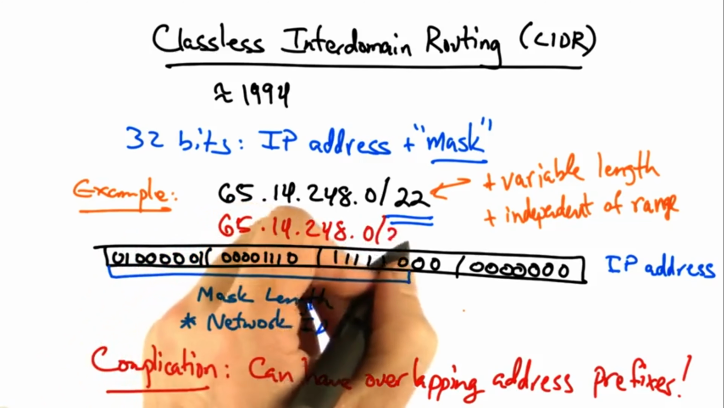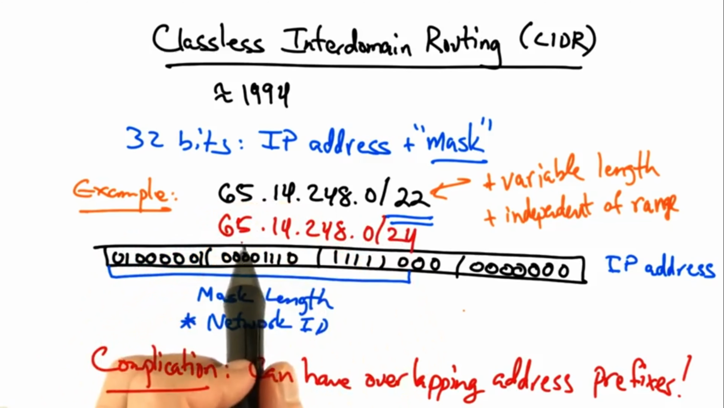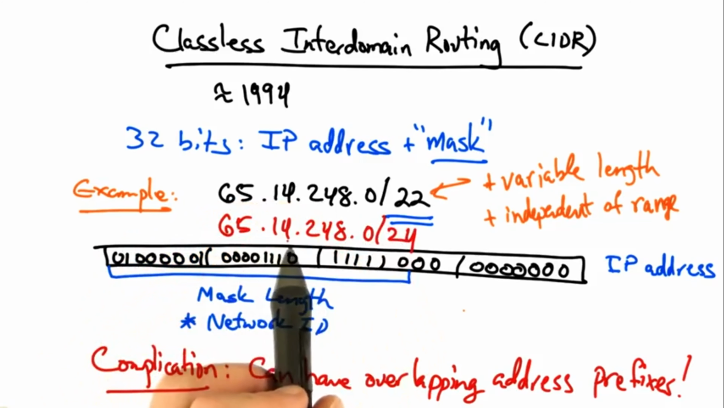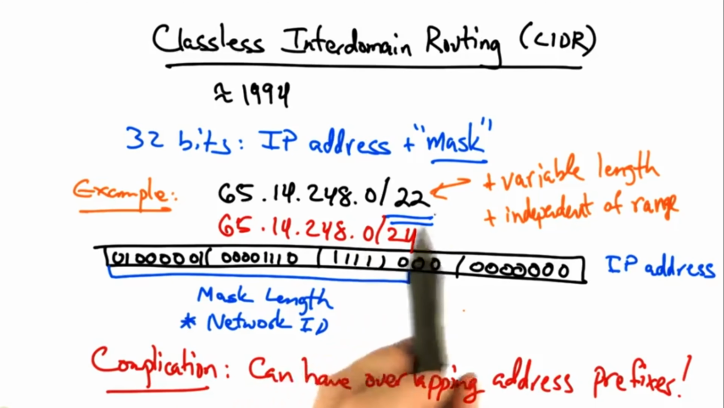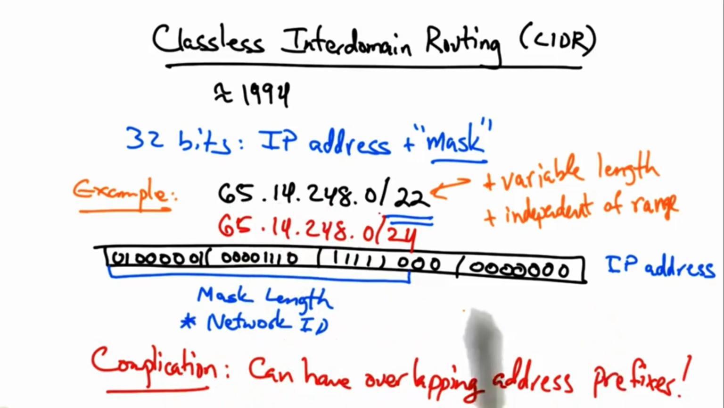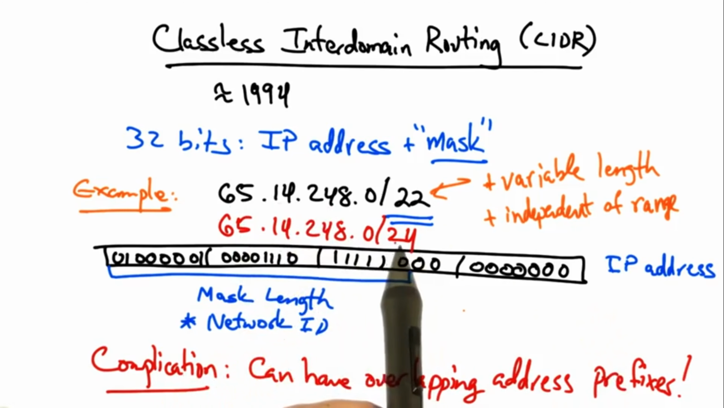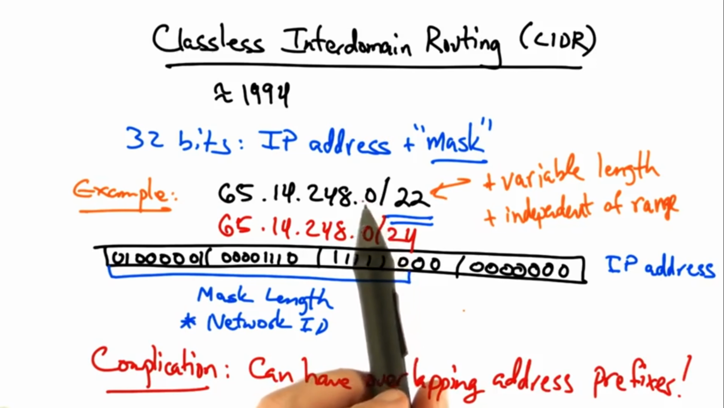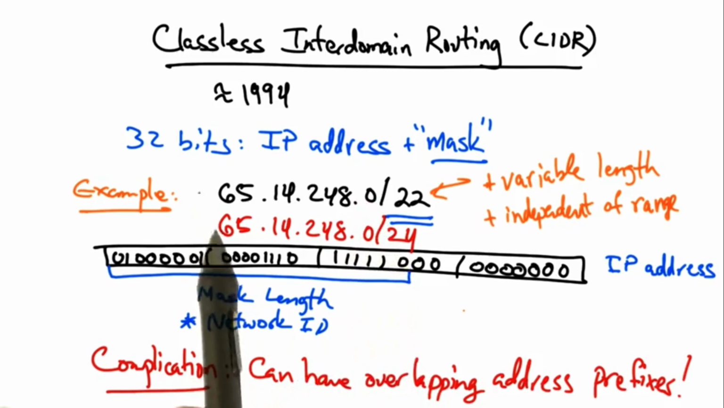Of course, now the complication is that it's possible to have overlapping address prefixes. For example, 65.14.248.0/24 overlaps with 65.14.248.0/22. The red prefix is actually a subset of the black one. So supposing these two entries both show up in an Internet routing table, what are we supposed to do?